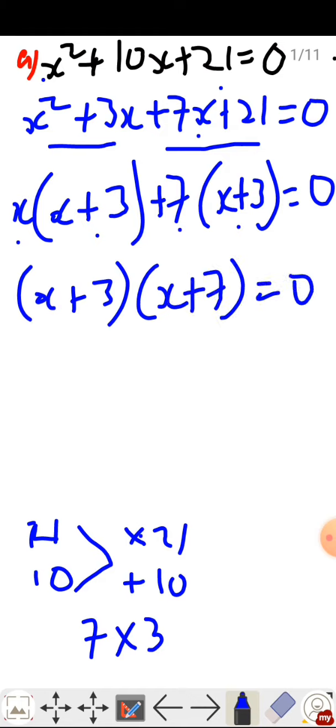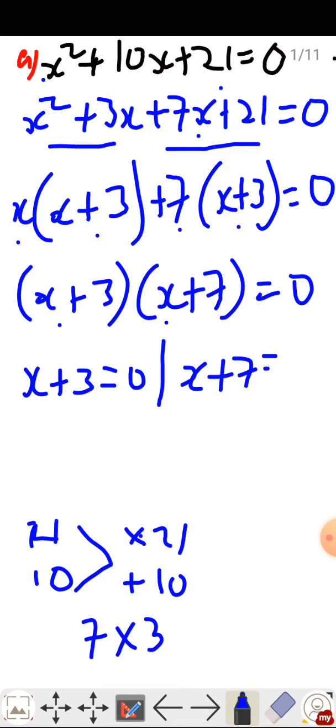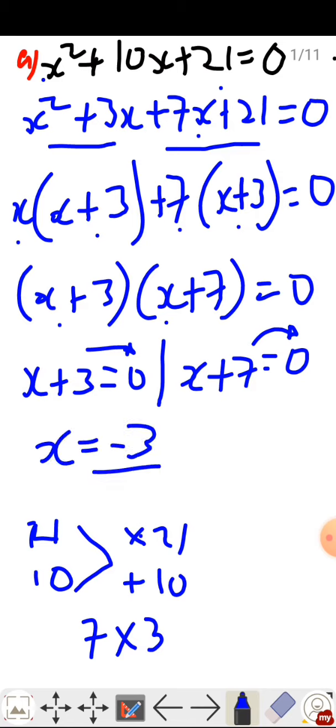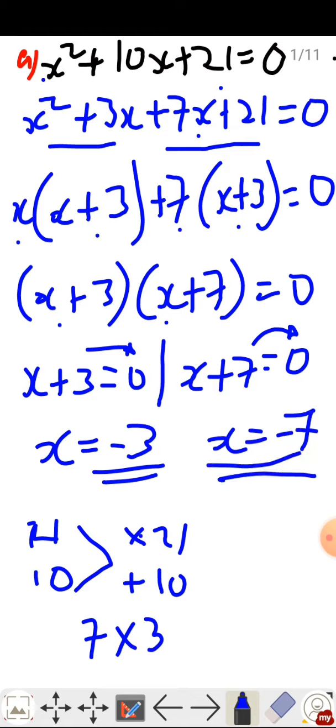Okay, so you have your x plus 3, then here your x plus 7. This both equal to what? 0. So now you divide them. Okay, x plus 3 equals to 0. So guys, whenever you're given a quadratic equation to solve for the value of x, there are always two answers. Okay, so here the 3 goes that side, so it becomes negative. So x is equal to minus 3 or minus 7. So we should have two answers.